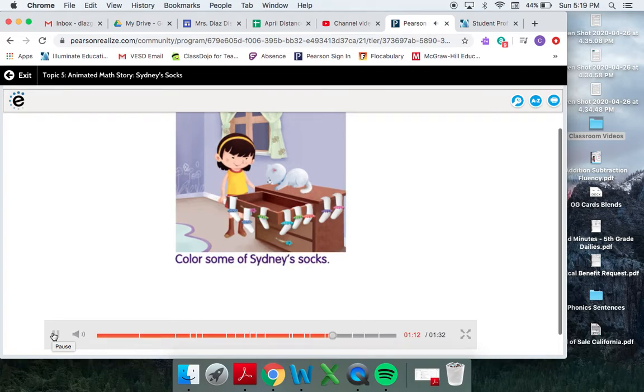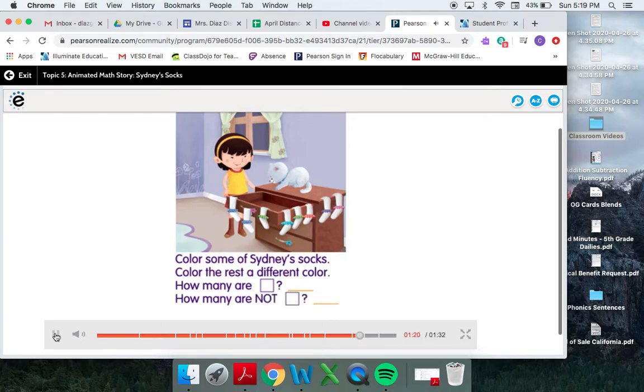Color some of Sydney's socks. Color the rest a different color. How many are? Okay, so on this part, the kiddos could use the ribbon, the little lacy part of the sock here, or they could, because they don't have this story inside their book, I don't think, than what I gave you guys. So you guys can talk about this one. How many are not? Sydney's socks are all sorted.